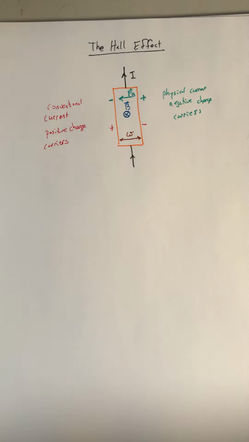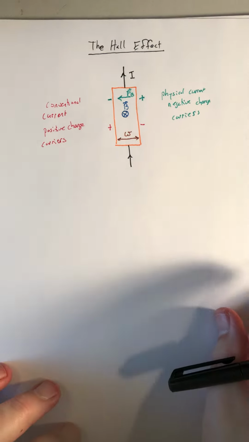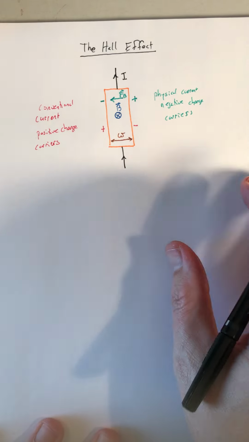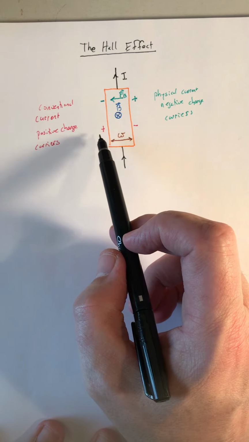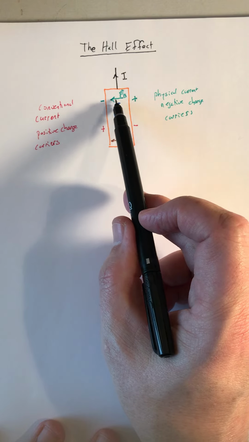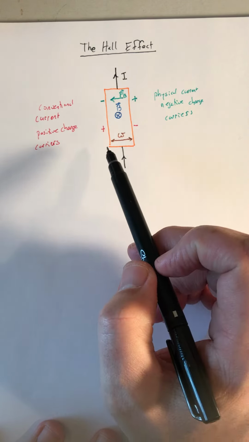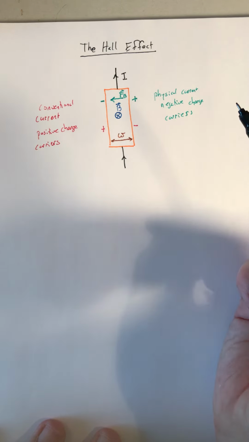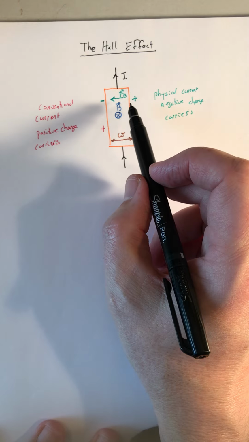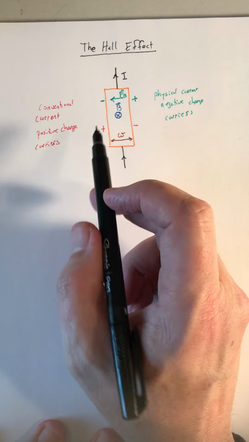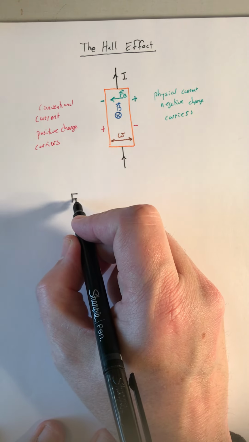And this is how Hall was able to determine that it was actually negative charge carriers in a conductor that are free to move about. Now, these charges are going to build up until the electric field cancels out the magnetic field. The Coulomb force cancels out the magnetic force. And that's going to give us a condition on the electric field inside the conductor.